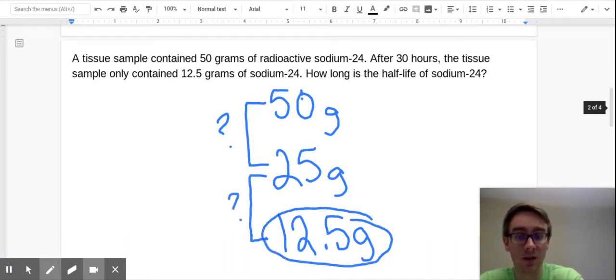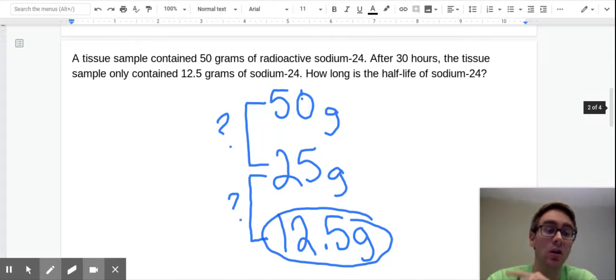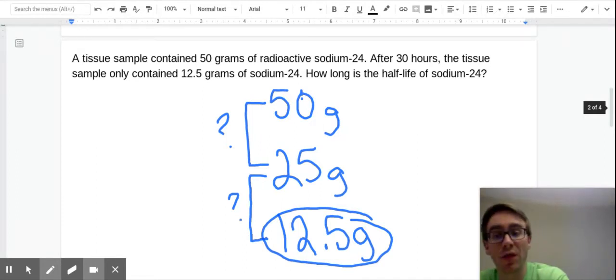Again, we don't know how long that took, but we know it took 2 half-lives to do that. One from 50 to 25, and then 25 to 12.5. It said that 30 hours passed total.